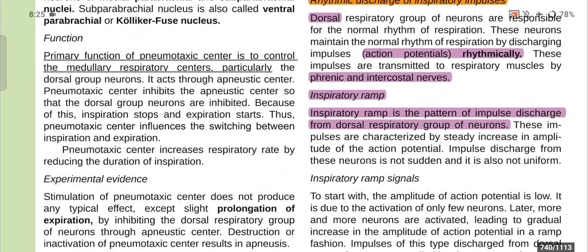So, what is inspiratory ramp? Inspiratory ramp is the pattern of impulses that discharge from the dorsal respiratory group of neurons, and these impulses are characterized by a steady increase in the amplitude of the action potential. The impulse discharge from these neurons is not sudden, and it is also not uniform.